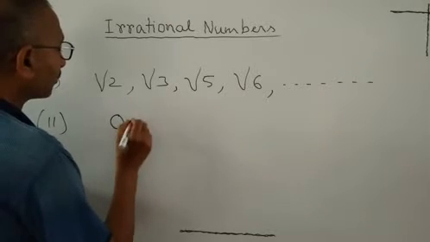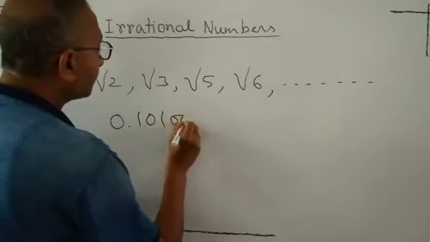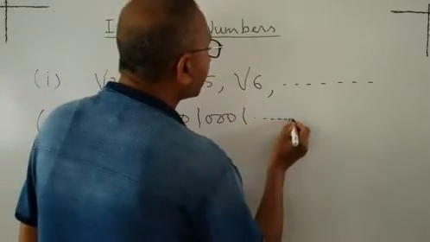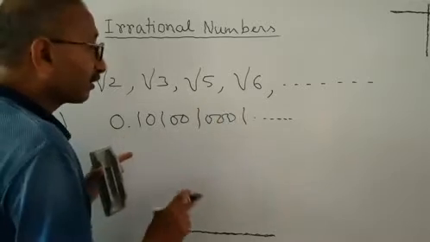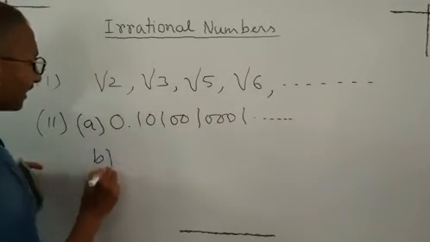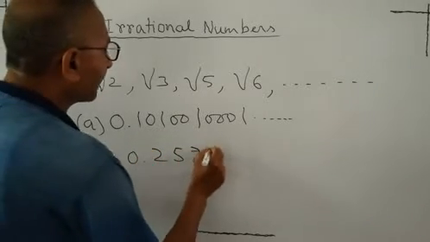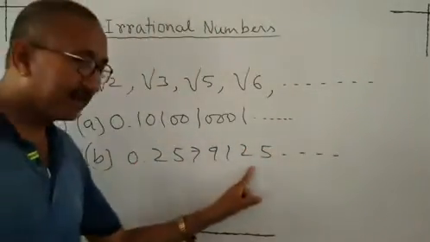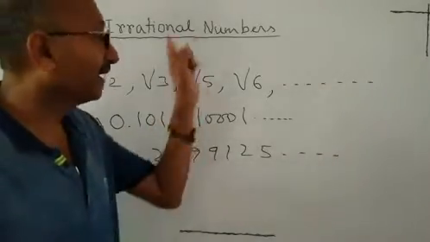How to write such a number? That day I showed you in that video. You write 1, 0, then 1, 0, 0, then 0, 0. All these are non-terminating, obviously, and non-repeating also. I explained why it is non-repeating. Or you can write any digits, whatever you like: 2, 5, 7, 9, 1, 2, 5, then put a dot. This is non-terminating and non-repeating. So non-terminating, non-repeating decimals are irrational numbers.